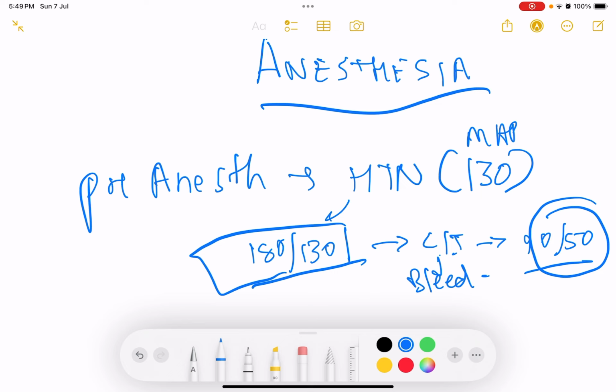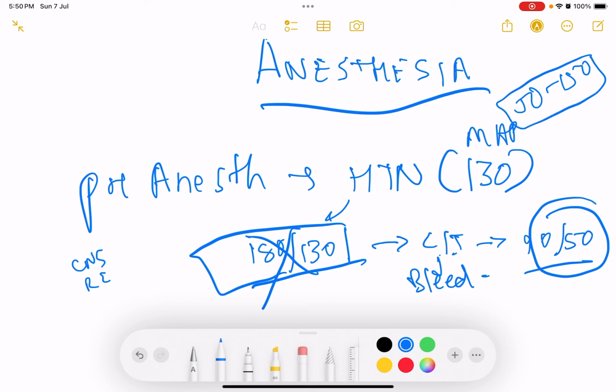Now, there are a few organs in our body, specifically the CNS, renal, and even the heart, all of which have auto-regulation. At a BP of 90 by 50, auto-regulation completely fails. So that is why you cannot get a surgery done at 180 by 130. So when do you get a surgery done? You get a surgery done when it's anything less than 140, or even 160 is fine, as long as you're within a range where your auto-regulation of the heart can occur.